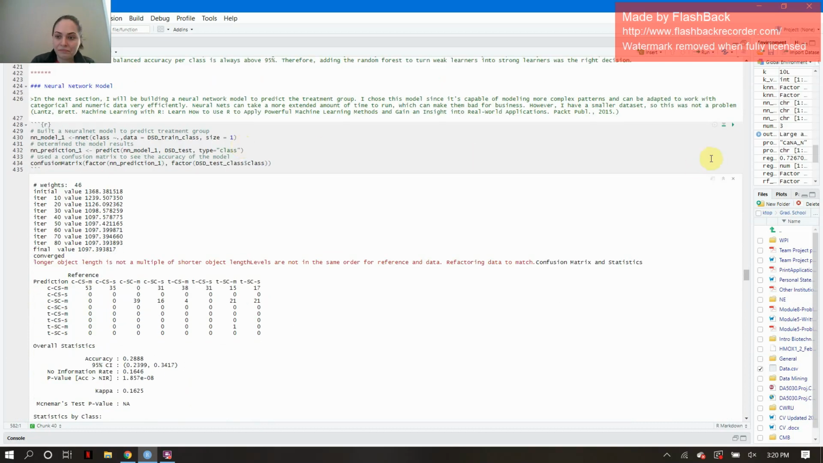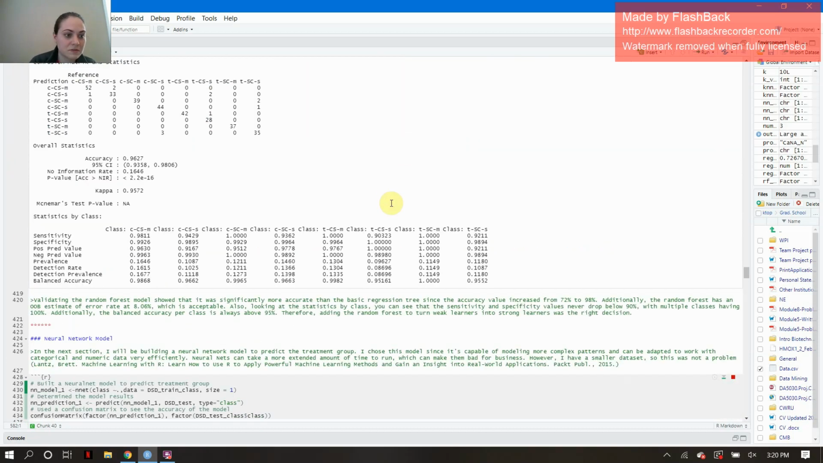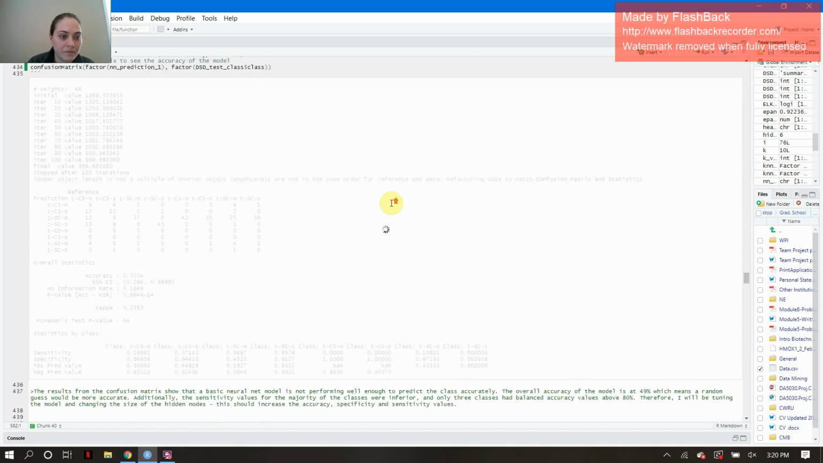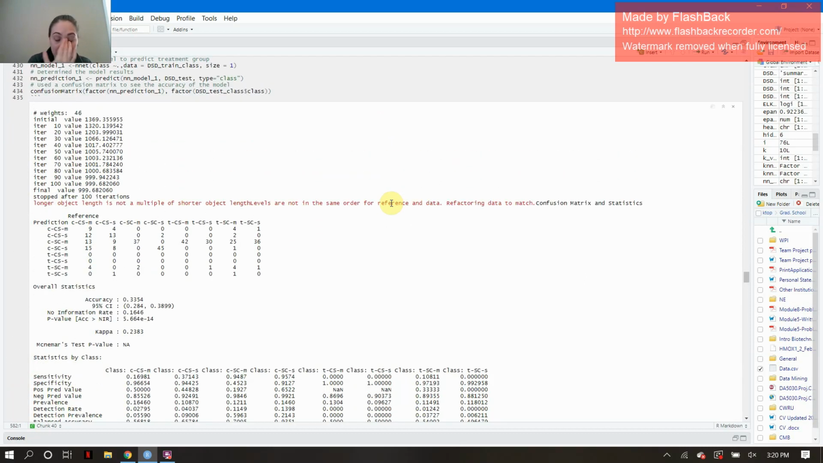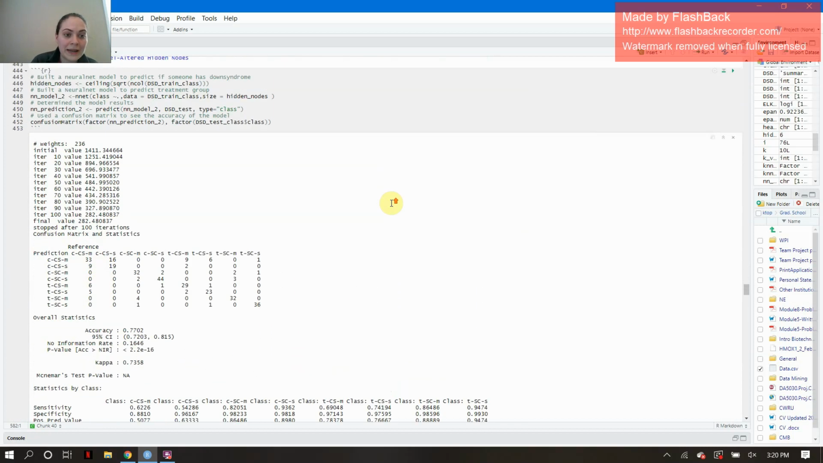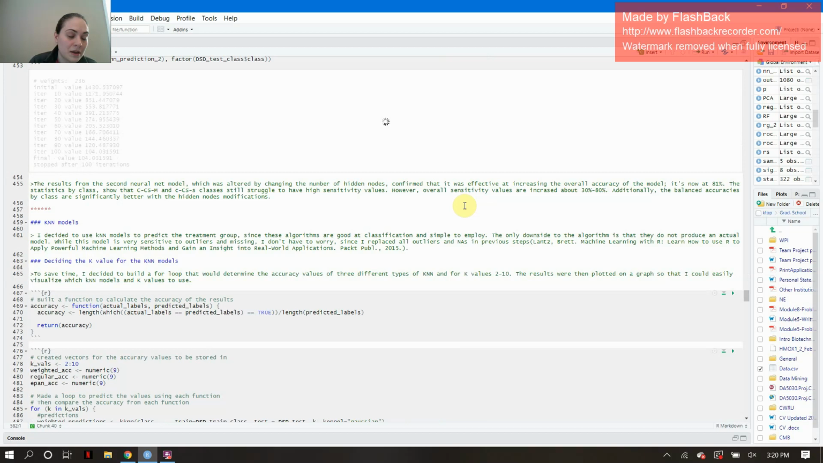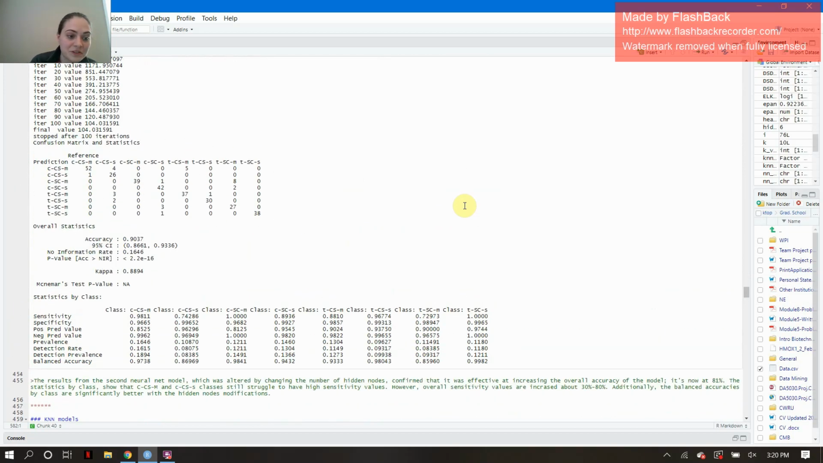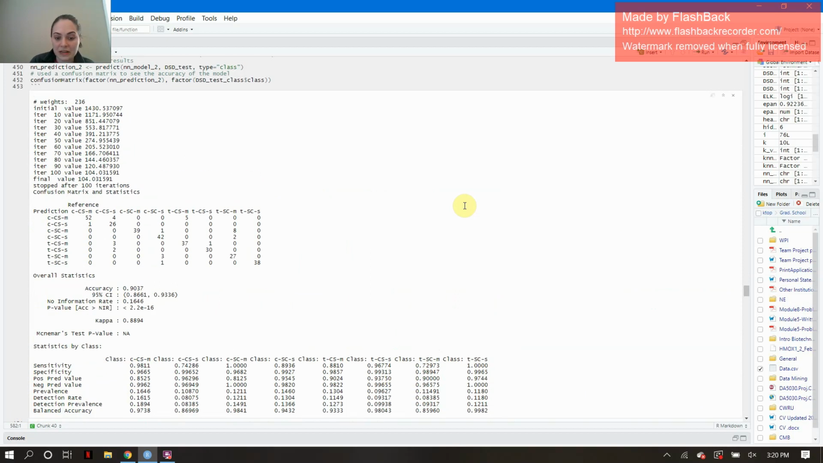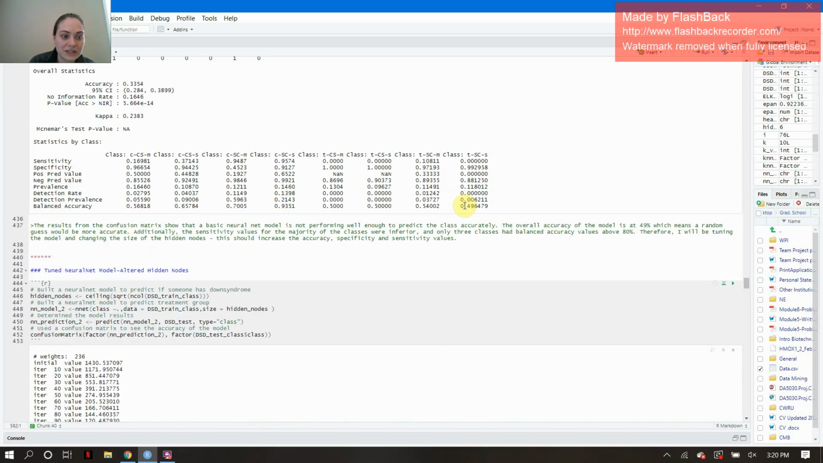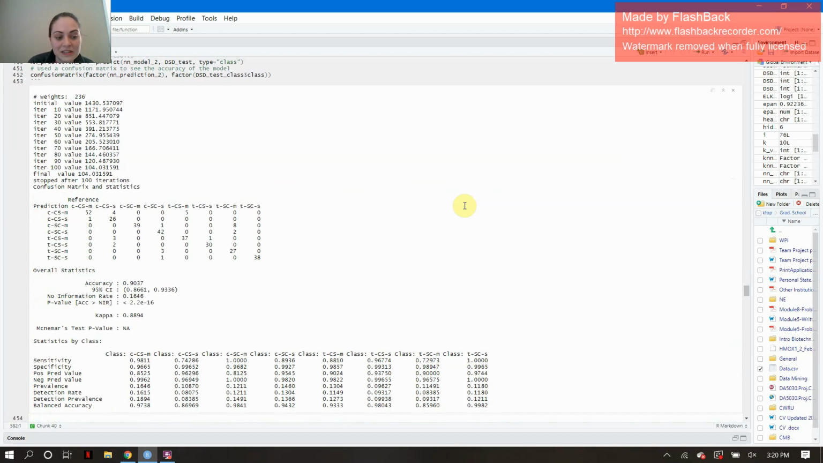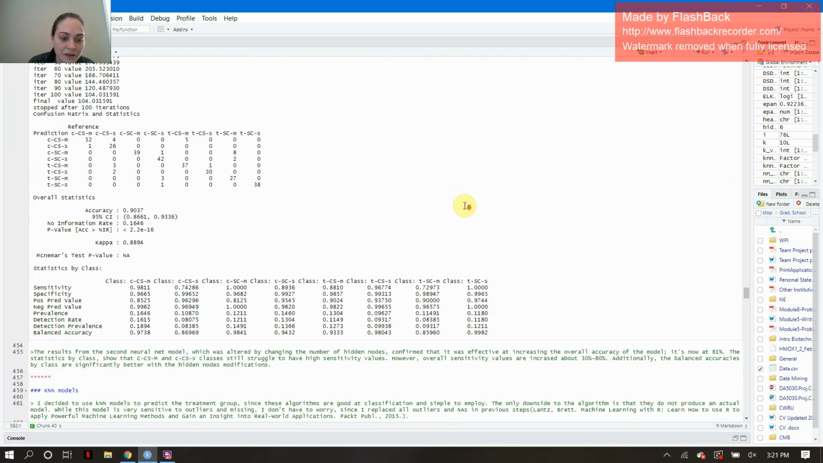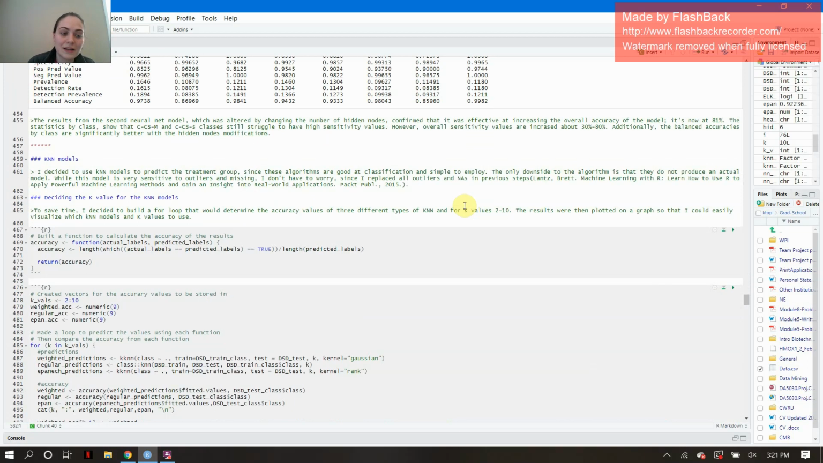Here is my neural net. So starting out, the neural net did very, very poorly. It had a 33% accuracy rate. So I went in, I modified it, and I altered the hidden nodes, and I actually got it up to 90%. So it is a substantial change. With these confusion matrices, going through, I also looked at the sensitivity and specificity values for each class overall, as well as the balanced accuracy for each class.